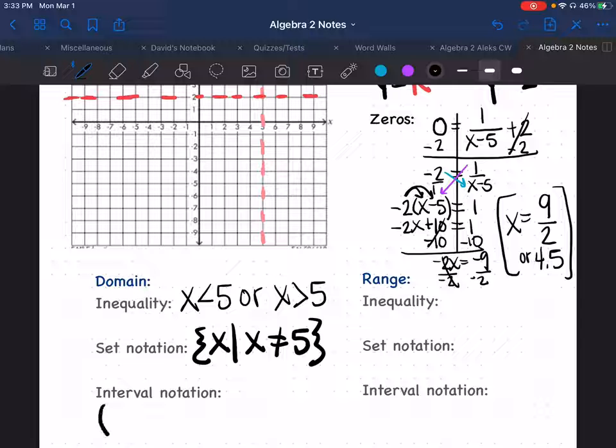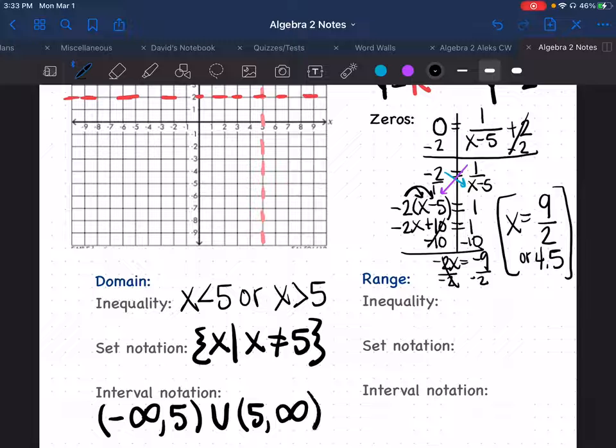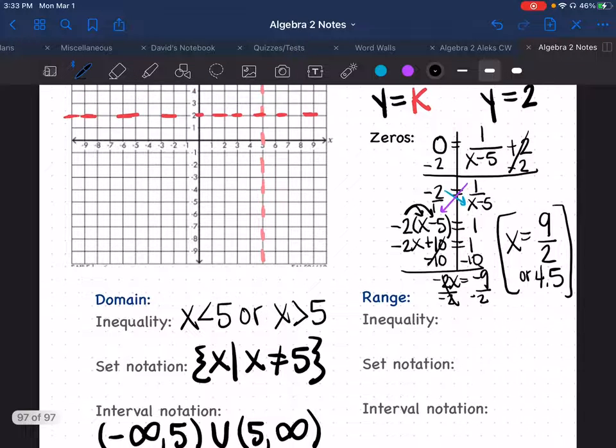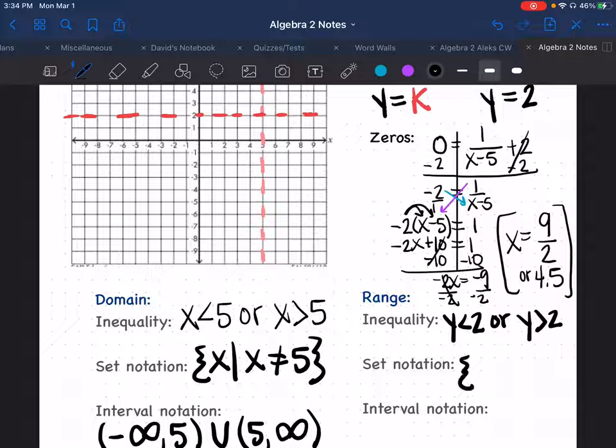And for interval notation, you're going to start with -infinity and go towards your h value, parentheses, union, your h value to positive infinity. The range is just going to change to the y. So my y was equal to 2. I just moved it down so that I could see it right here. So y is less than 2 or y is greater than 2. My set builder notation, y such that y does not equal 2.